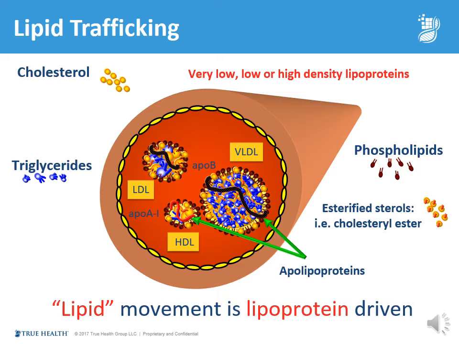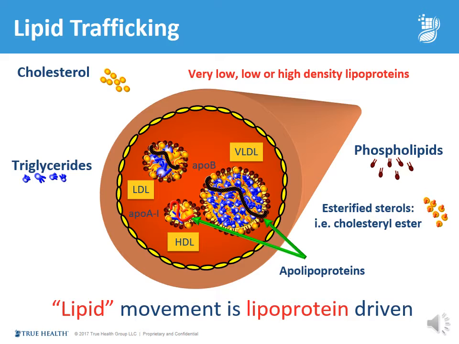ApoB is also not transferable. It's with the particle from the day it is made till the day it is catabolized. It is crucial to understand that lipid movement is lipoprotein driven. So lipids go nowhere in the human circulation unless they are attached to a protein, and the majority of them are in lipoproteins.